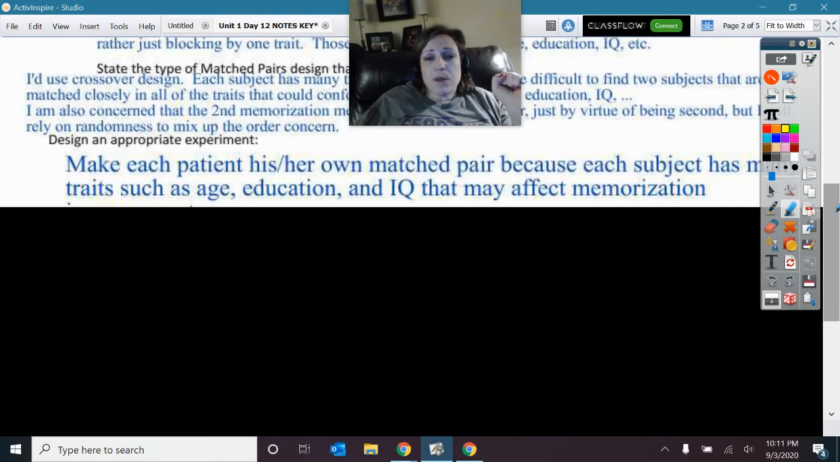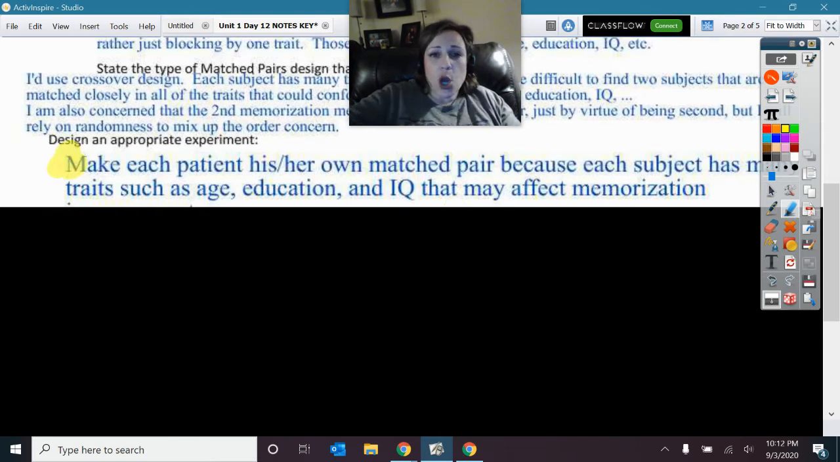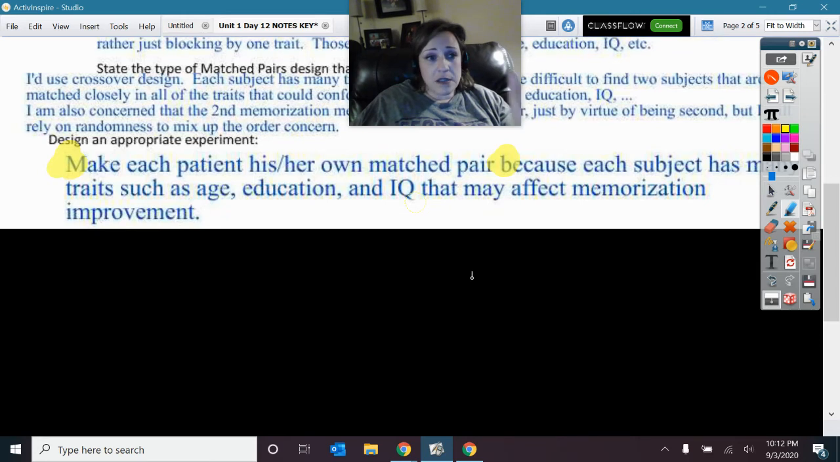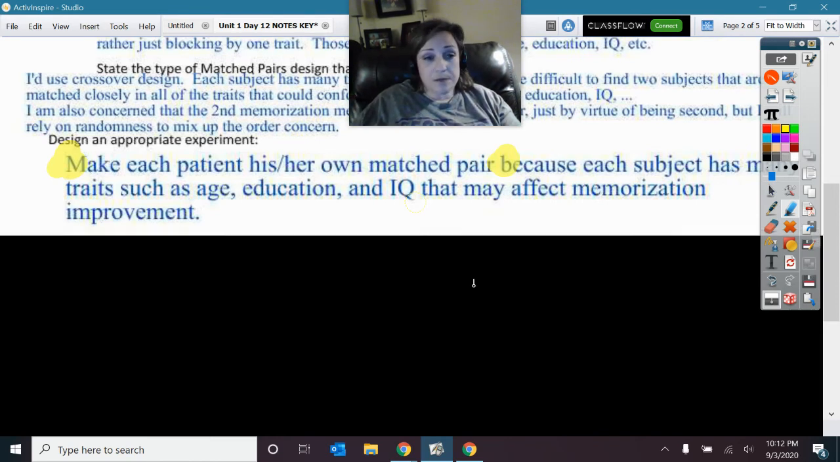So here's how it starts. Remember with our randomized block, we MEcapped. Well, this is MEcapped, so I'm going to make each patient its own matched pair. That's what's happening. I'm making them their own matched pair because each subject has many traits such as age, education, IQ that may affect the memorization improvement. Okay, so I'm telling what I'm going to do and why, and I'm referencing the specific response I am measuring.